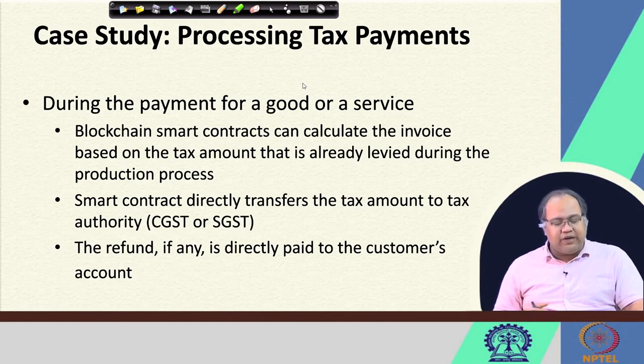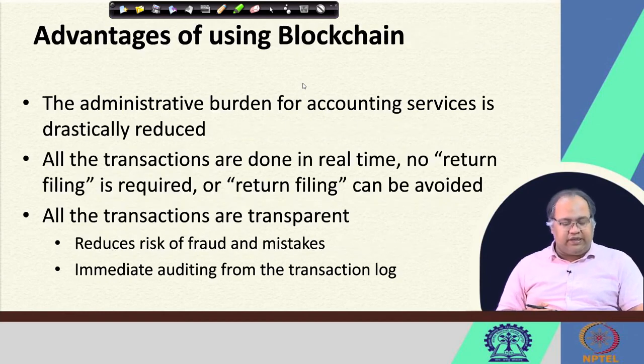As I mentioned earlier, during the payment for a good or a service, these blockchain smart contracts can calculate the invoice based on the tax amount that is already levied during the production process, and this smart contract directly transfers the tax amount to the tax authority like CGST or SGST, and if there is a refund, then it is directly paid to the customer's account. So that way, rather than having a manual auditing process, you can have a smart contract which can possibly automate the entire process. So that way you can think of visualizing it.